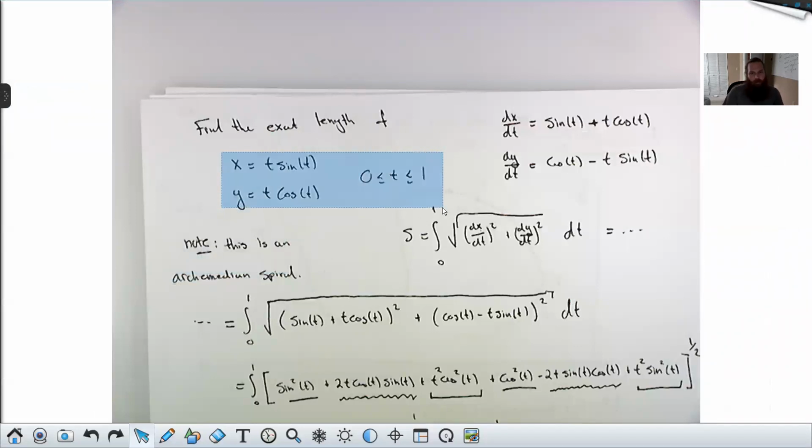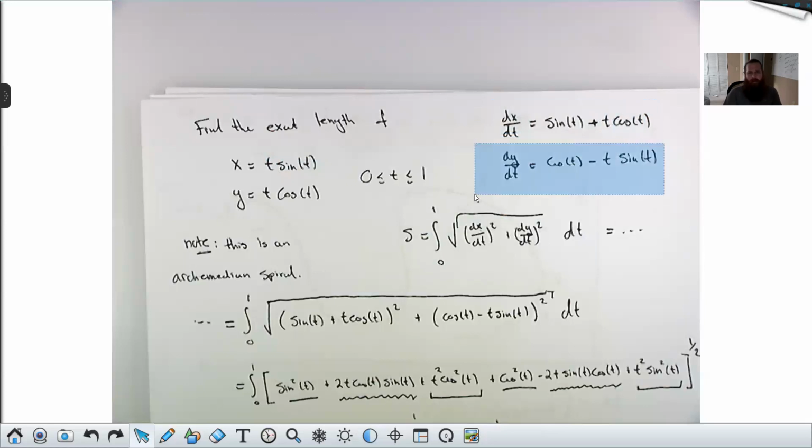These are the parametric equations. So my length should be the integral from 0 to 1 of the square root of dx dt squared plus dy dt squared. Dx dt is here. I calculate it using the product rule. First I differentiate the t, I leave the sine t alone. T differentiates to 1, so I just get sine t. And then I add that to what I get when I leave the t alone and differentiate sine. Derivative of sine is cosine.